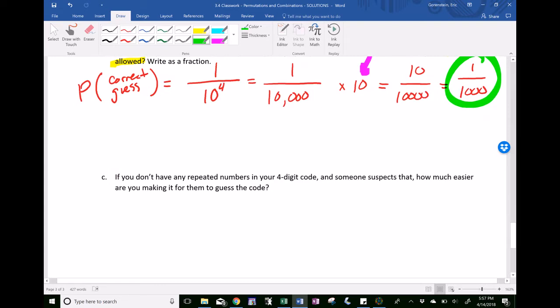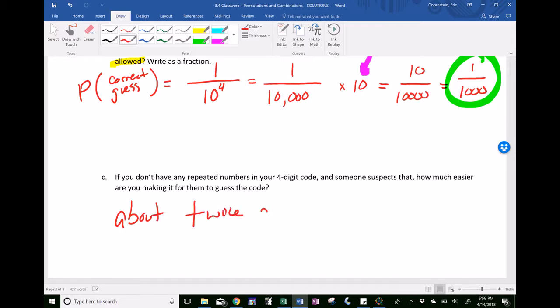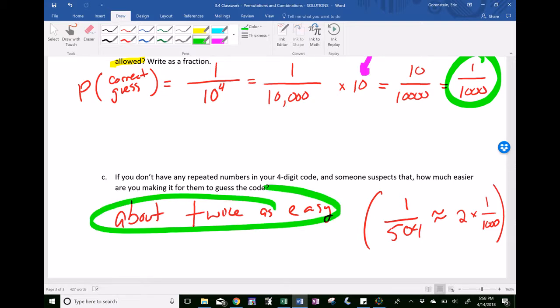So how much easier is it to guess if you know there's no repeated numbers? Let's say approximately or about twice as easy. And that's because 1 over 504 is about 2 times 1 over 1,000, which would be 1 over 500. Okay, so let's do that.